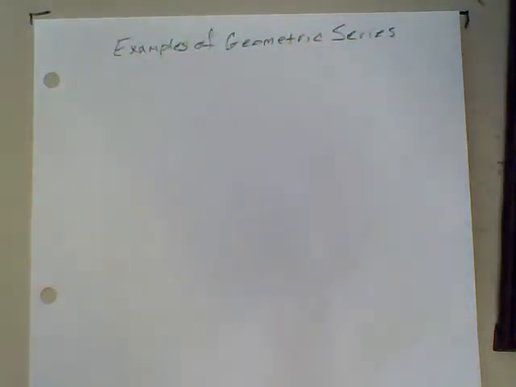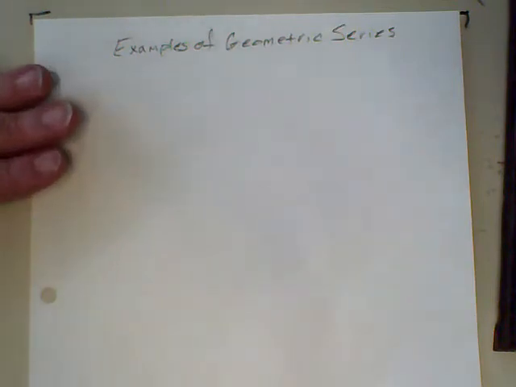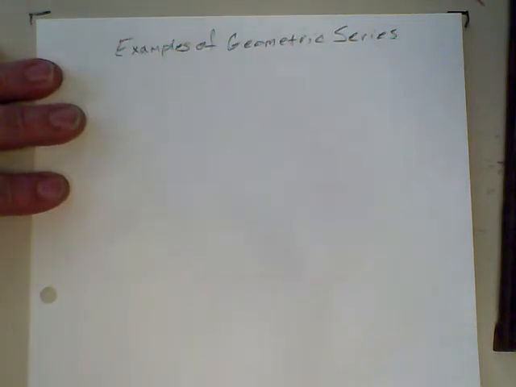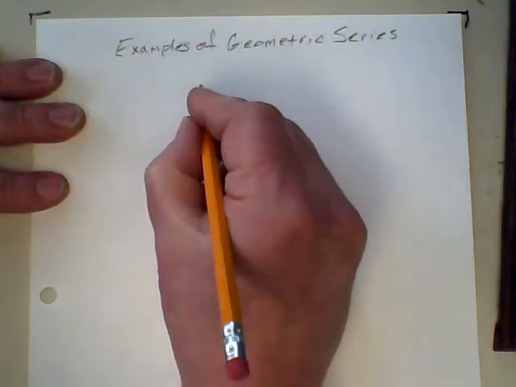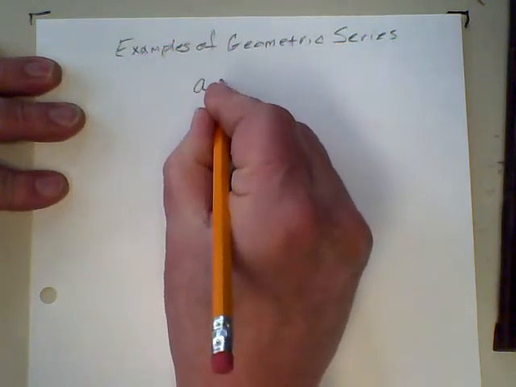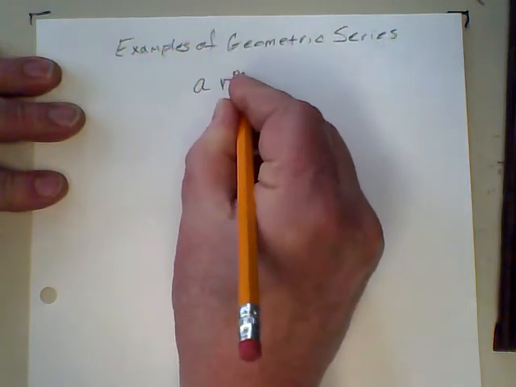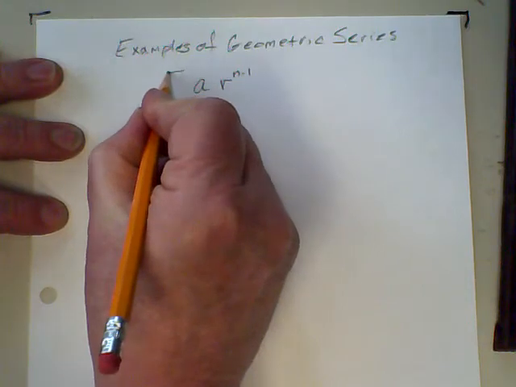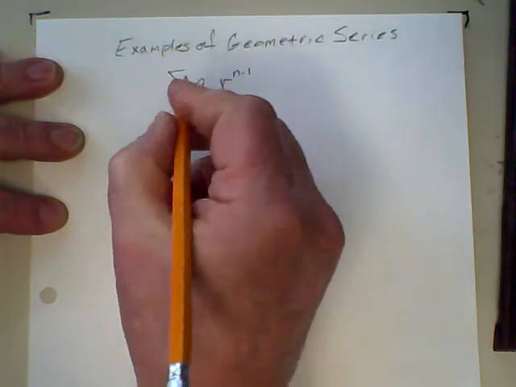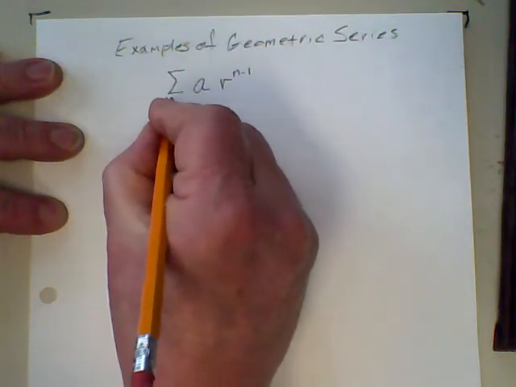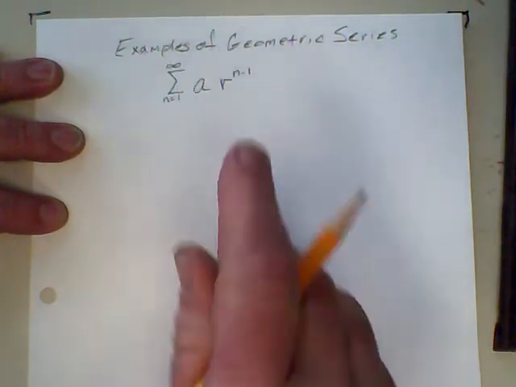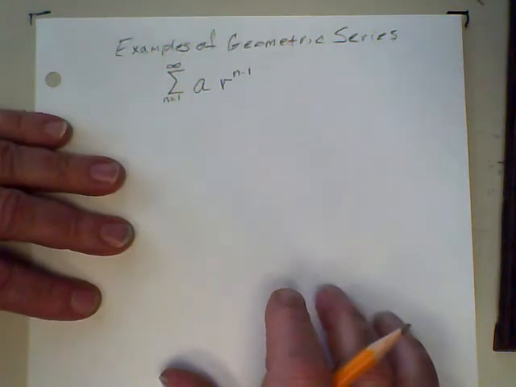Okay, we're going to have a couple examples of geometric series just so you get a little idea of how to fit the terms into that geometric format. So remember, the format we're looking for is a times r to the n minus 1 power. That's the format we're looking for to determine if a series is geometric.